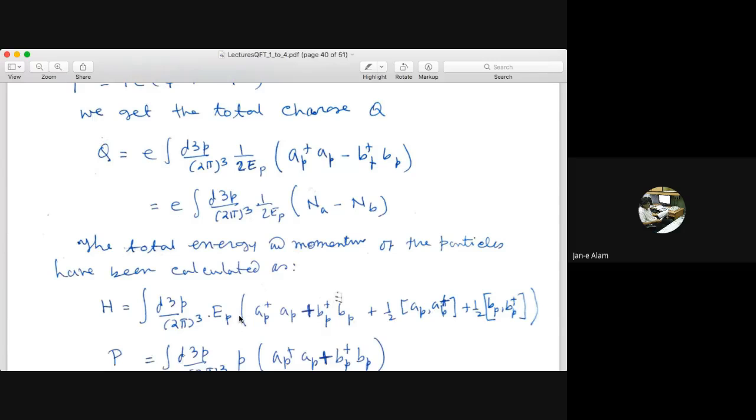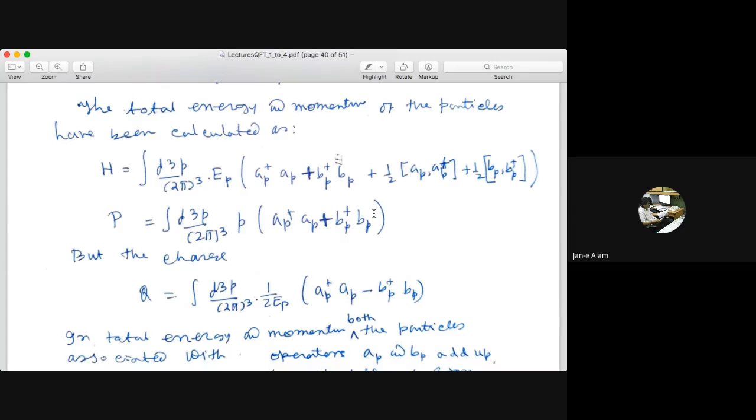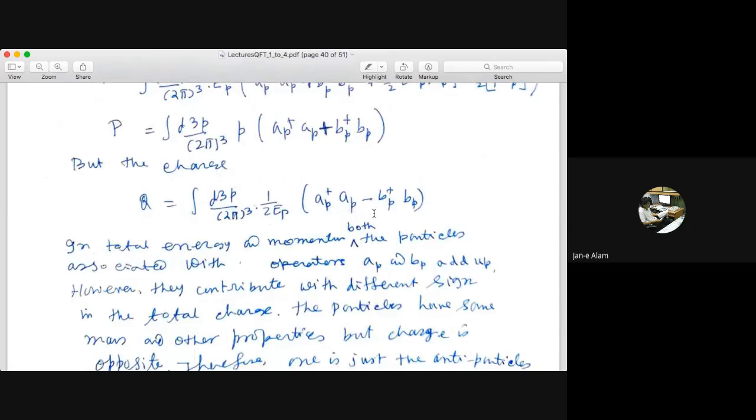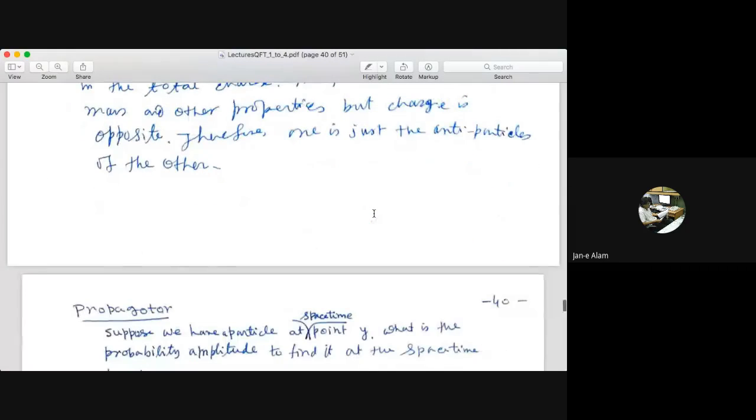As I said yesterday, the canonical quantum theory describes this spin zero particle, and I have shown you that the commutation relation indicates that they are bosons. So all the other properties of particles A and B are the same except the electric charge. So if I call A a particle, then B must be its antiparticle. That's how the antiparticle comes into the picture. Right? This is what is written here in detail.